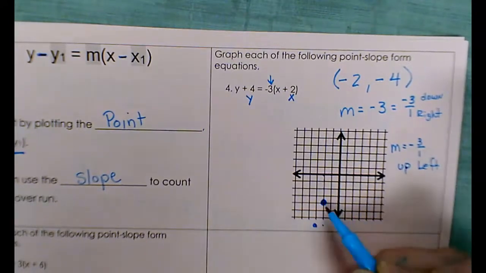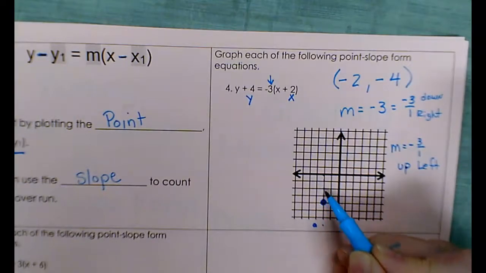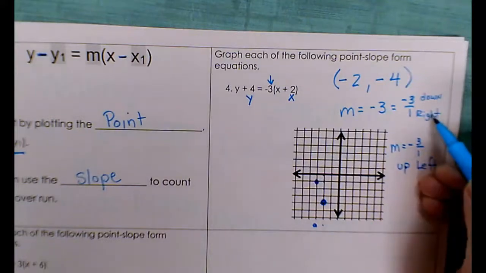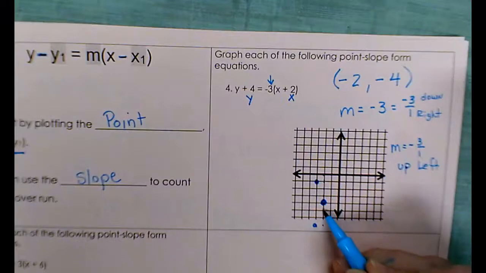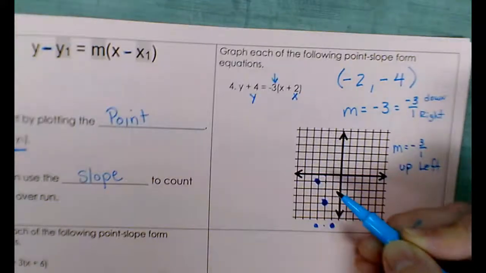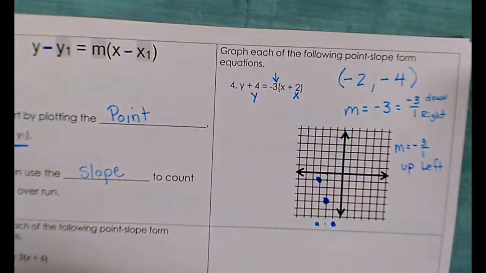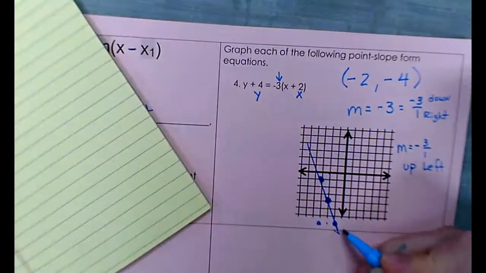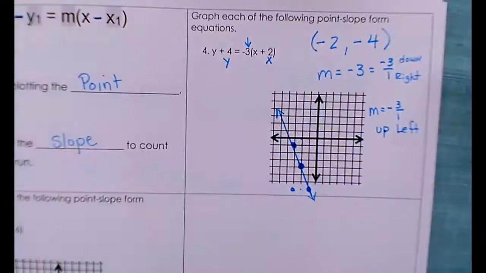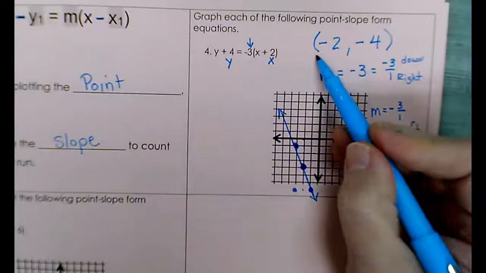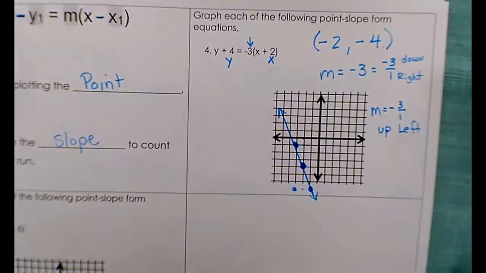This point was graphed incorrectly. Let's do this correctly. 1, 2, 3, left. And I wrote it down here correctly, but then I didn't do it correctly on my graph. 1, 2, 3. And so now my points will line up. And this is a line with a negative slope, negative 3, and it goes through the point negative 2, 4.